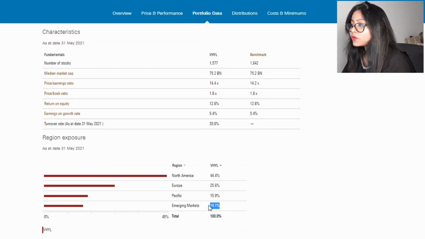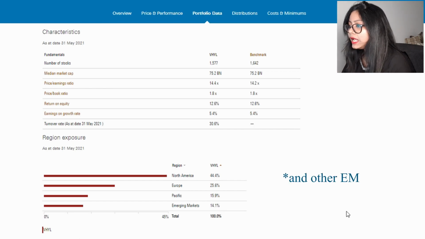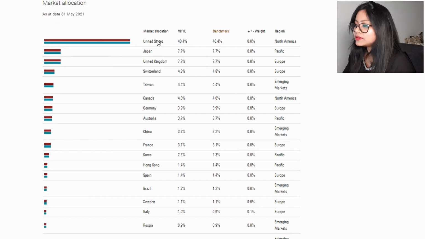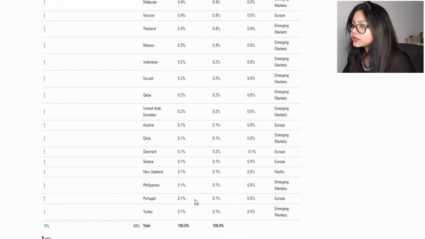And they do hold 14%, which is quite a decent amount, to be honest, in emerging market, and 15% in Pacific. So overall, they have about 30% exposure in the Asian market. And then you have some of their country level allocations. So you can see that even with having Asian exposure, still 40% of the fund is in US. So you're getting a lot of US exposure by investing here.